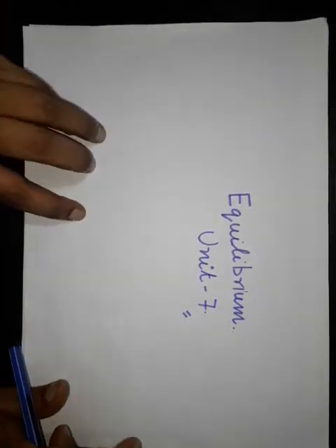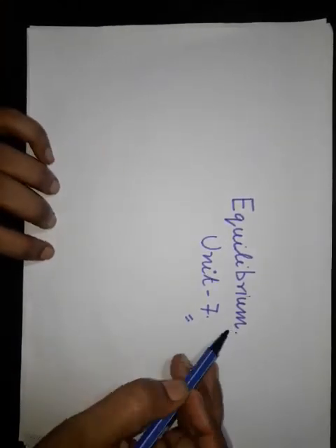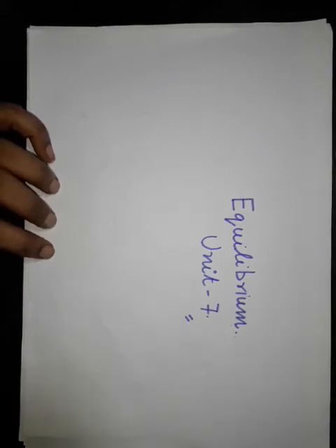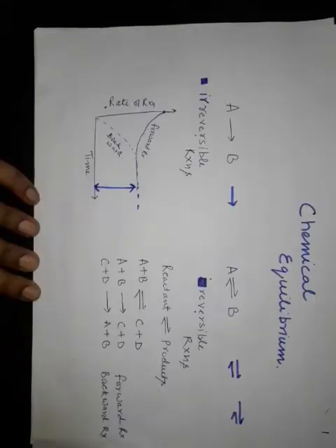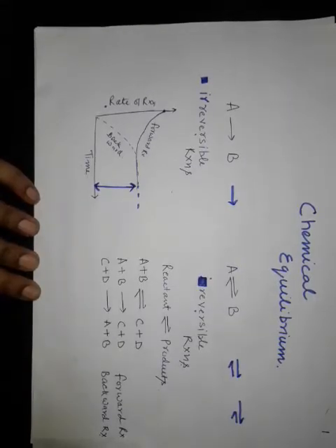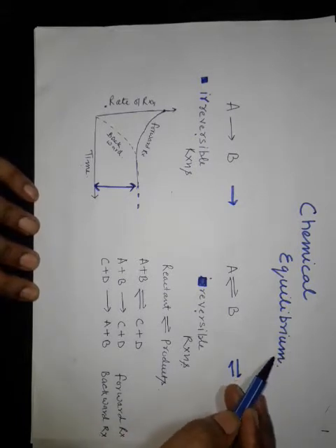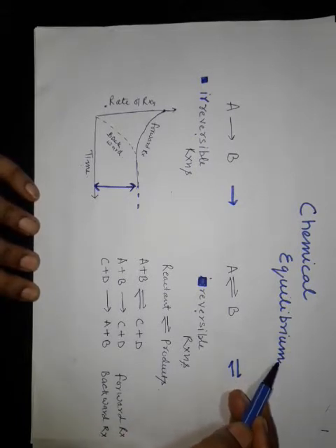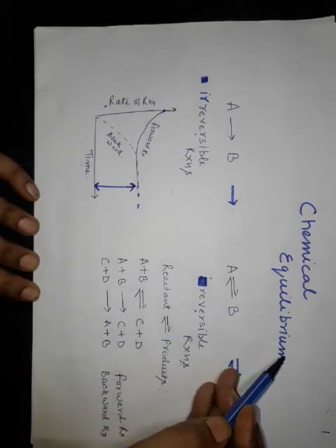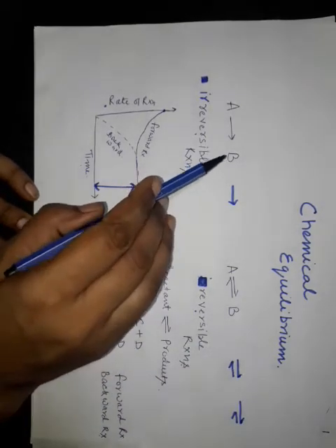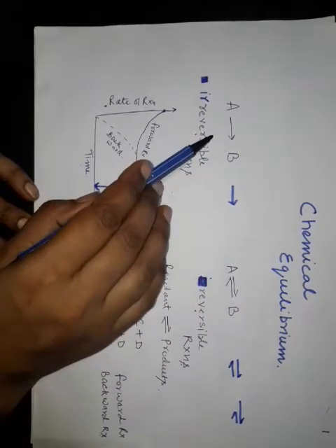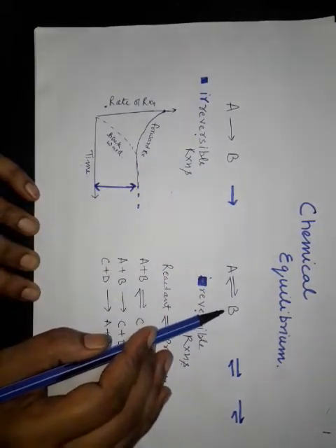Students, we are going to discuss a new chapter, Equilibrium, Unit 7, Lecture 1 on Equilibrium. Chemical equilibrium means the equilibrium which is achieved during chemical reactions. First of all, we are going to discuss the types of reactions. There are two types of reactions: irreversible reaction and reversible reaction.